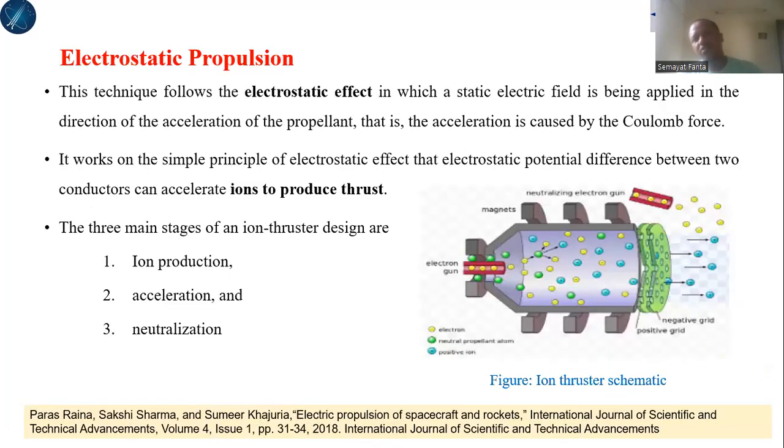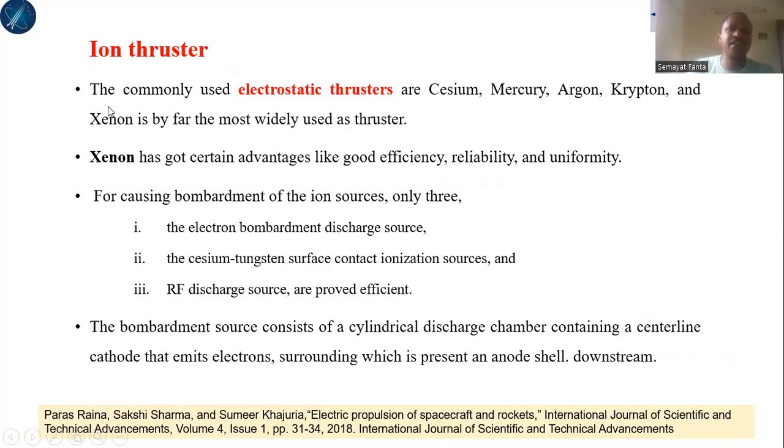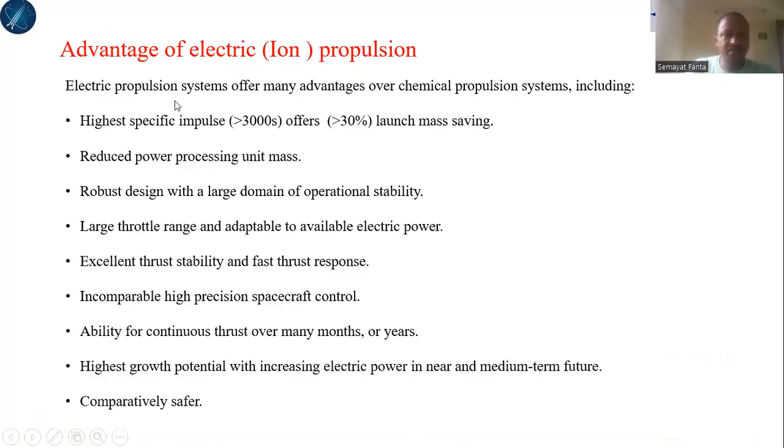This electrostatic propulsion is taken from some research work done by Paras and Raina and Sakshi Sharma. So it is from an International Journal. So just read this electrostatic propulsion system. I clearly put all notes here. It is not like a presentation slide, but I clearly wrote everything for your benefit. What is an ion thruster? And the advantages of the electric propulsion system.